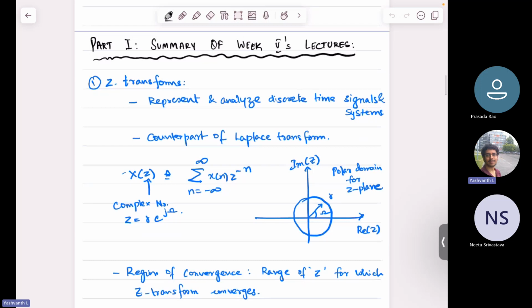So basically, Z transforms are used to represent and analyze discrete time signals and systems. You can think of the Z transform as a counterpart of the Laplace transform. Just as we had Laplace transforms to analyze signals and systems in the continuous time domain, you have the Z transform for discrete time signals and systems. More or less all the concepts that we have seen in Laplace transform will carry forward for the Z transform also, but with slight differences that we will see in the summary.